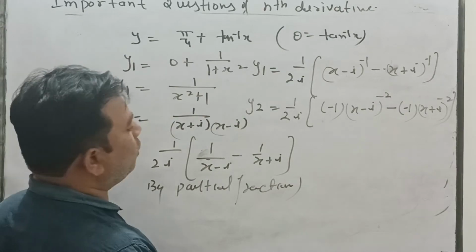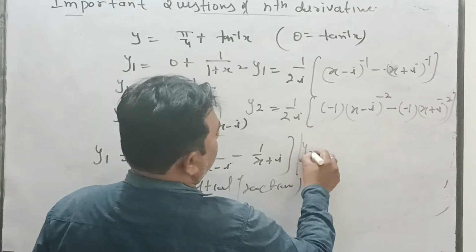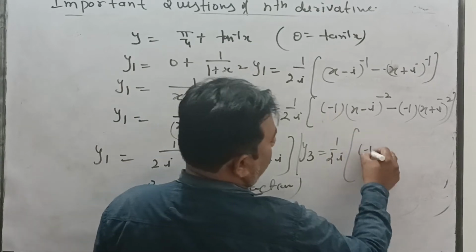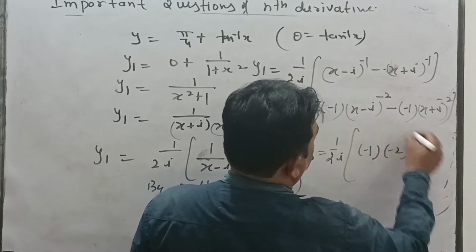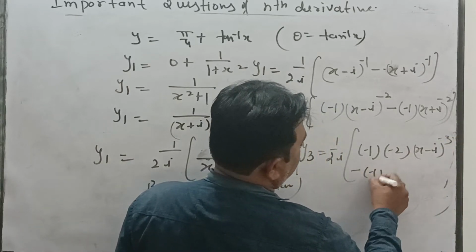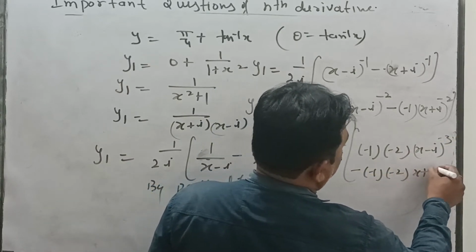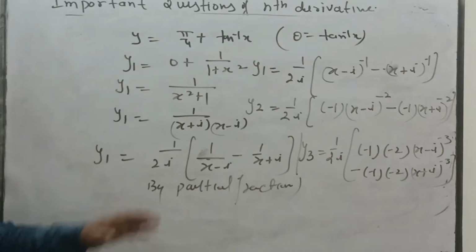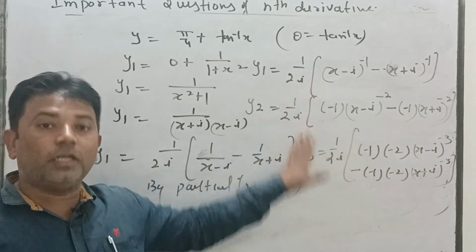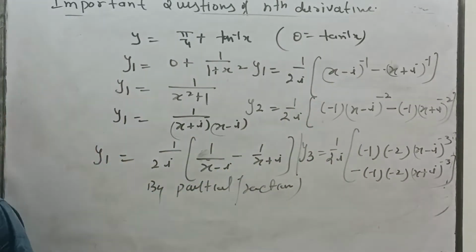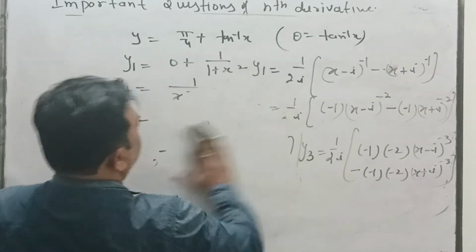Again we differentiate this. So y3 equals 1 upon 2i times [minus 1 into minus 2 (x minus i) to the power minus 3 minus minus 1 into minus 2 (x plus i) to the power minus 3]. Differentiate this function 3 times, or more than 3 times, this is your choice. Now we change this question into some similarity.